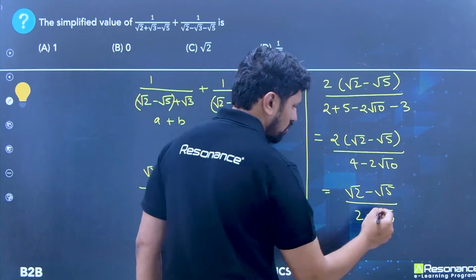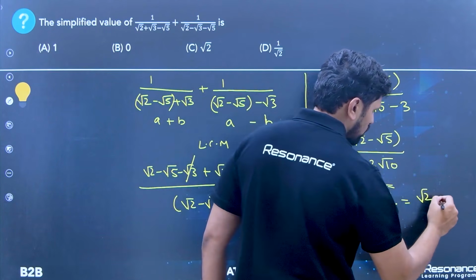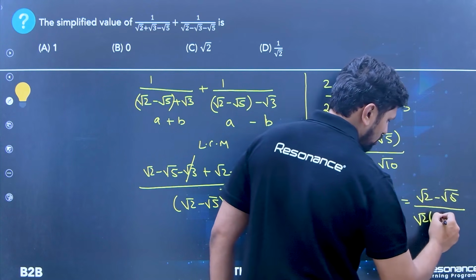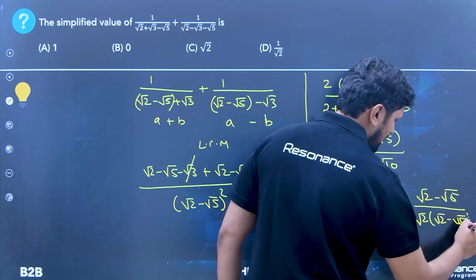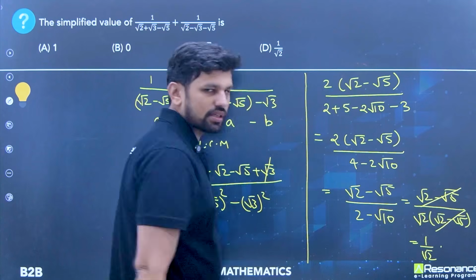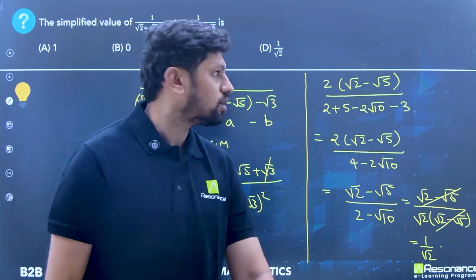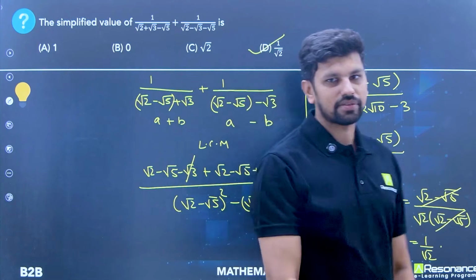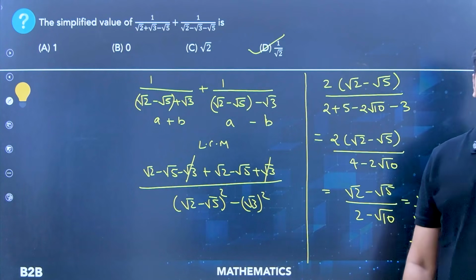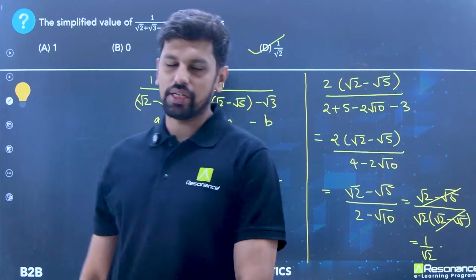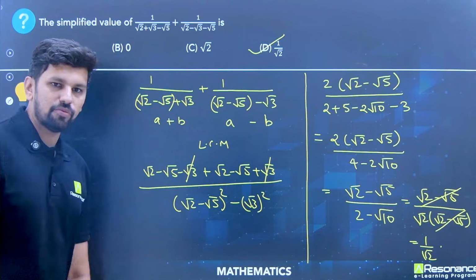Yeah. Now I can take root 2 common from the denominator. If I will take root 2 common, it will become root 2 minus root 5. Both of these things got cancelled. So we got 1 upon root 2. Very good. Option D is the correct one. Just a solving here, nothing more. Okay. Can we move on to next one?